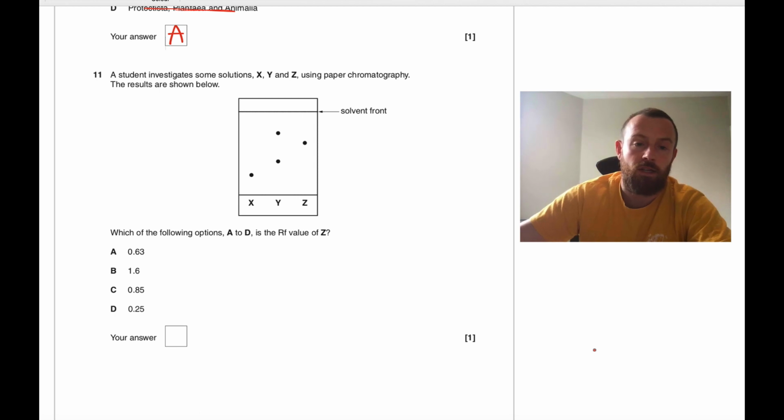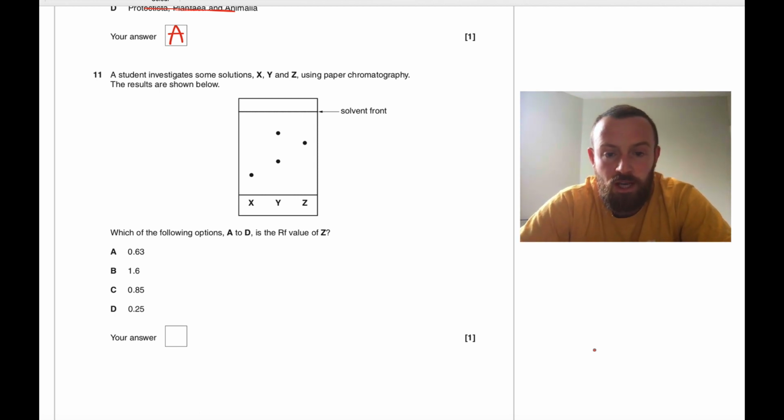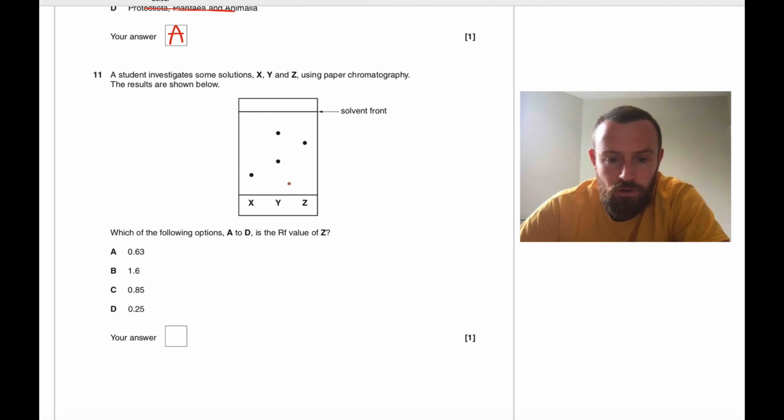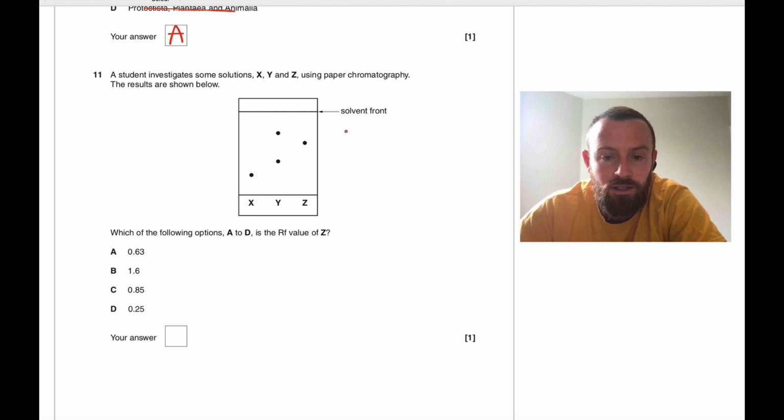Okay, question 11. Students investigate some solutions X, Y, Z using paper chromatography, and here are the results. Which of the following options A to D is the RF value of Z? Okay, so I can't use a ruler on this computer screen, but what you need to do is measure the distance from the center of the spot to the line here. So this distance, let's call this the distance Z. And then you need to measure this distance all the way to the solvent front.